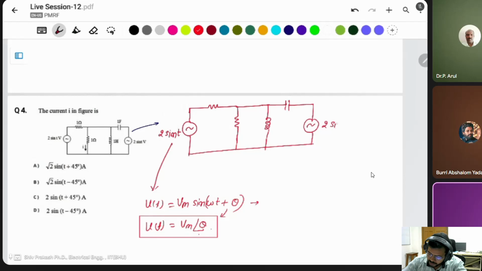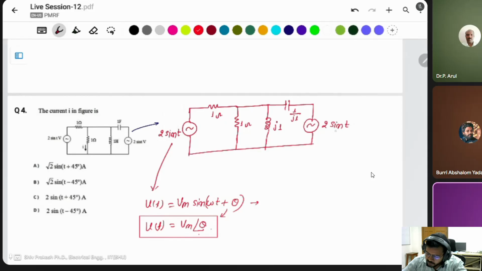It's also 2 sin t. Both the sources are the same. This will be 1 ohm. This is also 1 ohm. 1 Henry means j1. 1 farad is 1 divided by j1.